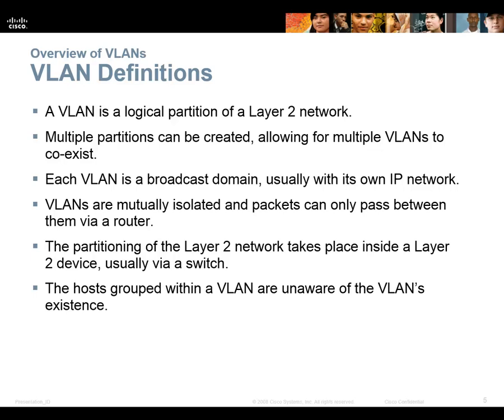And they happen at layer 2, so they're MAC address based. The partitioning of the layer 2 network takes place inside of the layer 2 device, such as a switch. And hosts grouped within a VLAN are unaware of the fact that they're in a VLAN or that other VLANs exist. So you don't have to do anything on the computers to make this work. You do things specifically on the switches to make it all work.